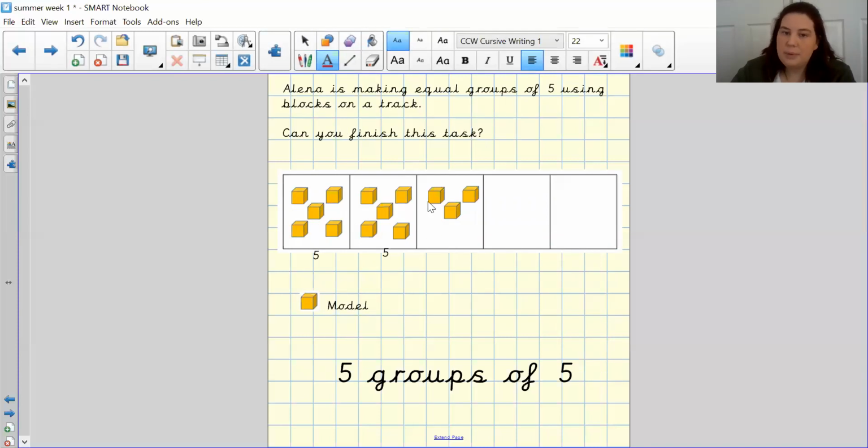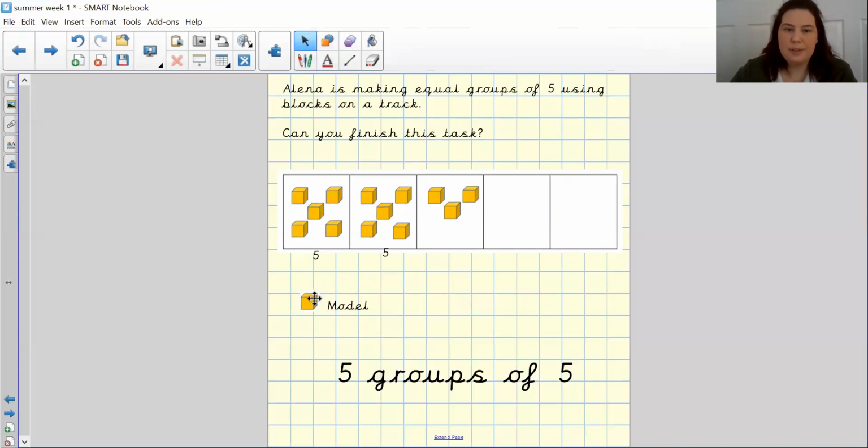Let's have a look at the next one. 1, 2, 3. She's only put 3 in that group. How many more does she need to add? 3, 4, 5. So how many more? Well done. 2 extra. 1, 2.